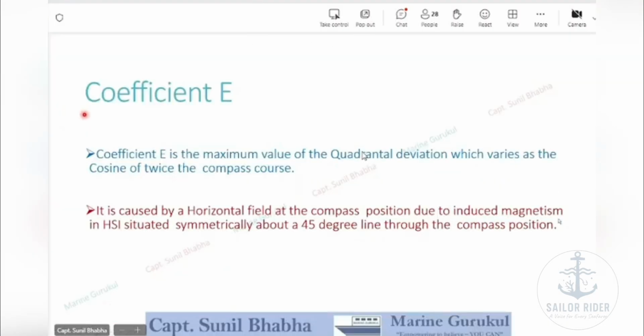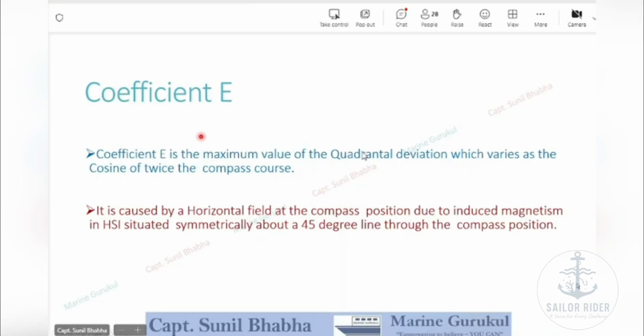Let's now move on to the next coefficient, which is coefficient E, eco. Coefficient E is very, very similar to coefficient delta, with only one difference. You can assume it has a phase difference of 45 degrees. Coefficient delta was the strongest on intercardinal headings, and it was 0 on cardinal headings. Whereas coefficient E is 0 on intercardinal headings, and it is maximum on the cardinal headings.